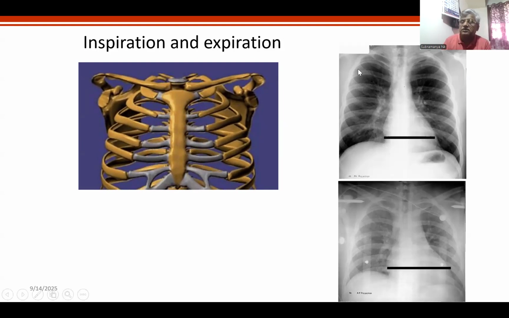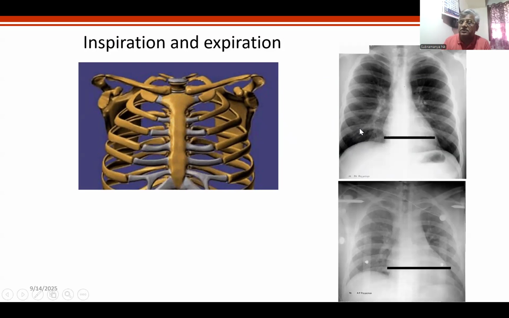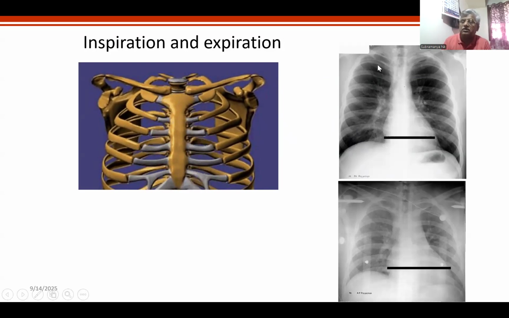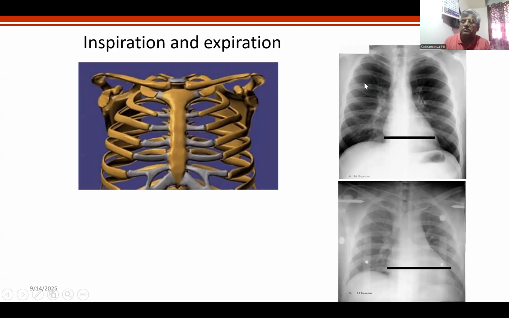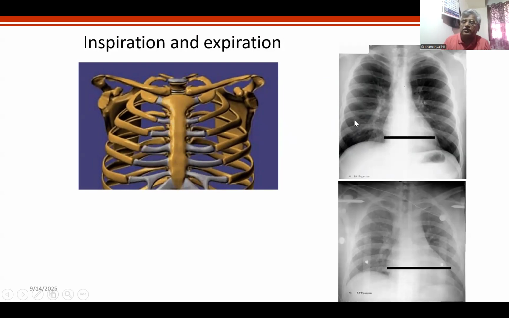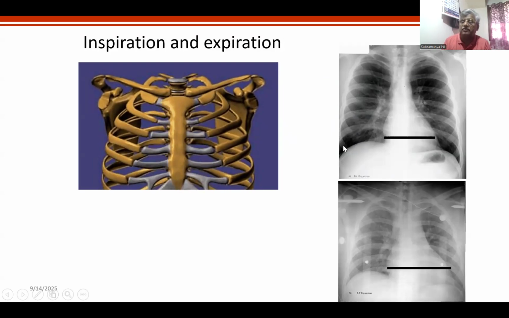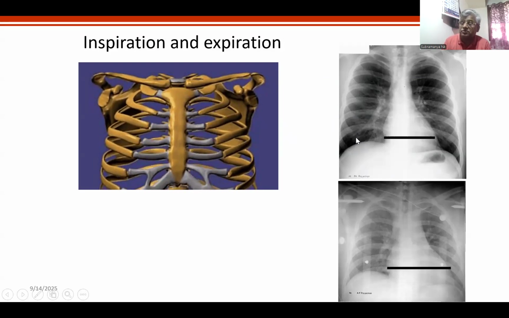Now I'll come to this. You can see these two films. The upper one is inspiratory. I'll count the anterior ends of the ribs: 1, 2, 3, 4, 5, 6, up to 7. You can see it cutting the hemidiaphragm. So this is a very good inspiratory film.